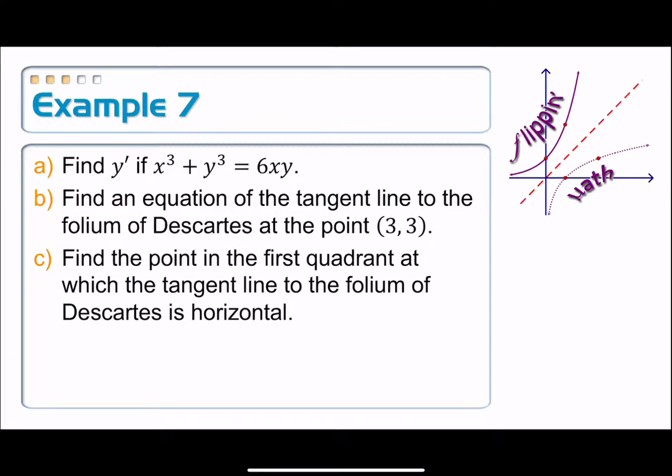Part C, find the point in the first quadrant at which the tangent line to the folium of Descartes is horizontal. Horizontal tangent line, that comes when your slope is 0. From some sort of fraction, for our derivative, that's going to be where the top is equal to 0 and the bottom is not. And when it says in the first quadrant, chances are that there's going to be multiple of them, and we only want the one that's over here, okay?